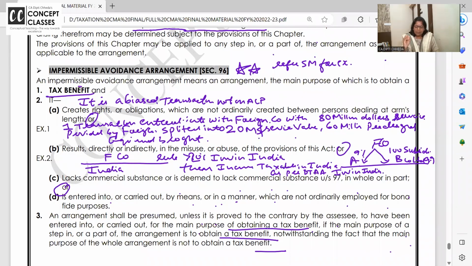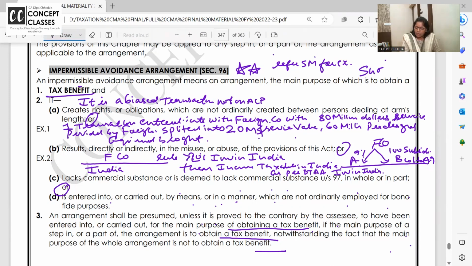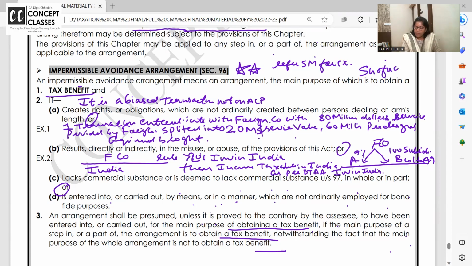And what is an impermissible avoidance arrangement? Literally, I am telling you, in the CMA exam, 2 to 3 times they have asked a short note for 4 marks on impermissible avoidance arrangement. You'll have to copy this. Ma'am, will we have to make the example also? No. An impermissible arrangement means an arrangement the main purpose of which is to obtain tax benefit.